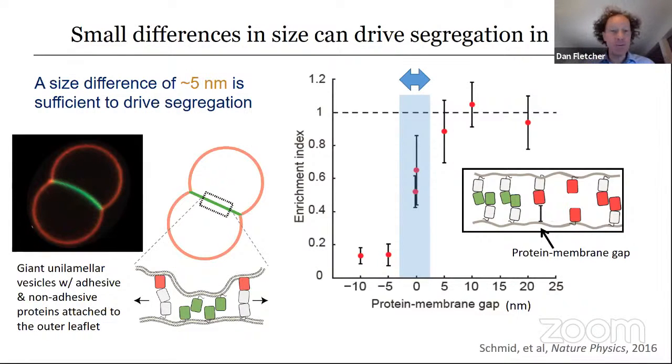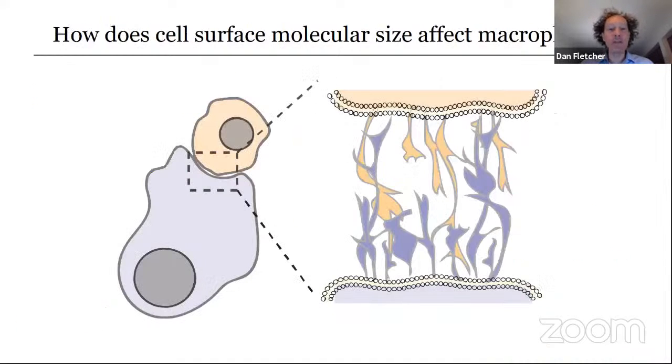And only 5 nanometers, just the size of an Ig domain, is sufficient for that exclusion. We then became interested in whether that could have a role in the context of macrophages. As a macrophage, as an immune cell, comes into contact with a target, how does the complexity of the cell surface influence the engagement of the key receptors needed to activate macrophage activity?